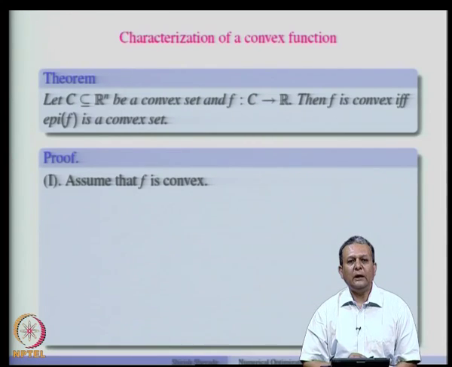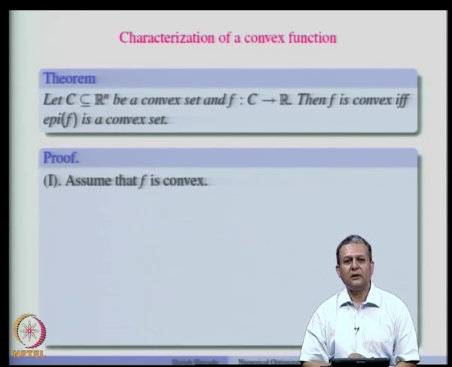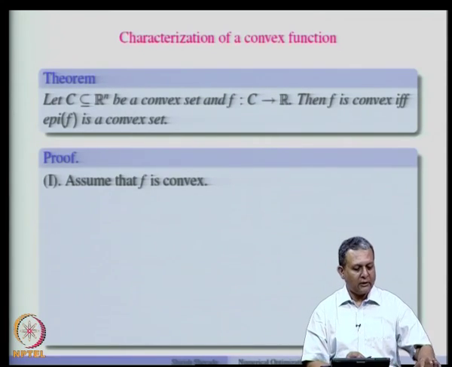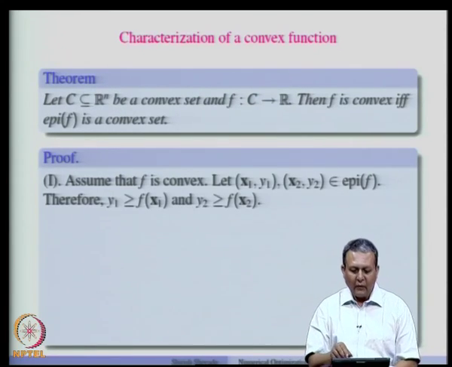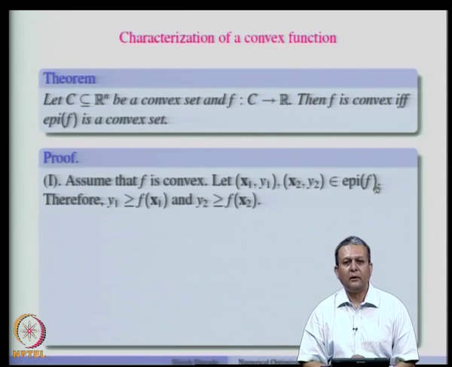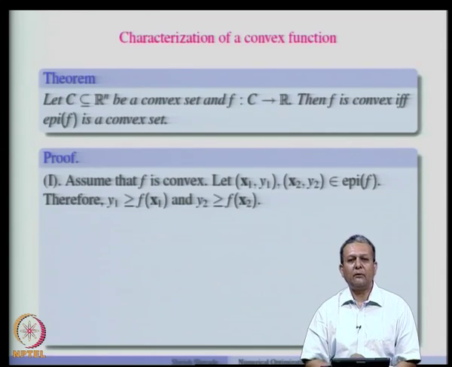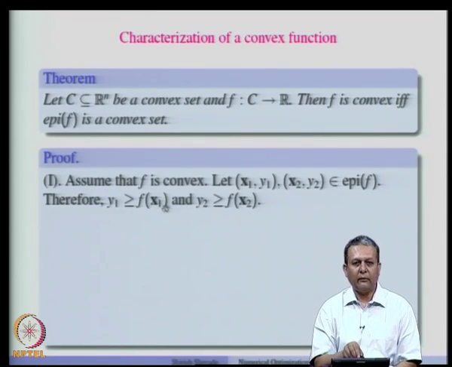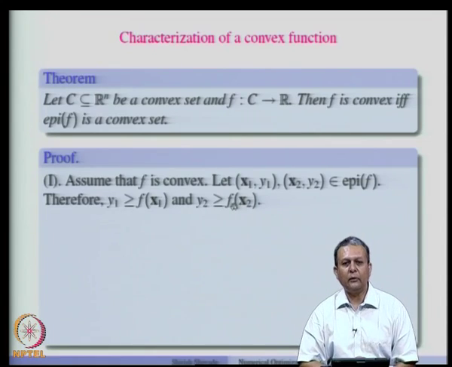Now, to prove that epigraph of a function is a convex set, what we need to do is take 2 points in the epigraph of the function and then show that the line segment joining those 2 points belongs to the epigraph of the set. So, let us see how to do that. Let us take 2 points x1, y1 and x2, y2 in the epigraph. Now, since these 2 points belong to the epigraph of the function, we know that by definition of the epigraph of a function, y1 is greater than or equal to f of x1 and y2 is greater than or equal to f of x2.